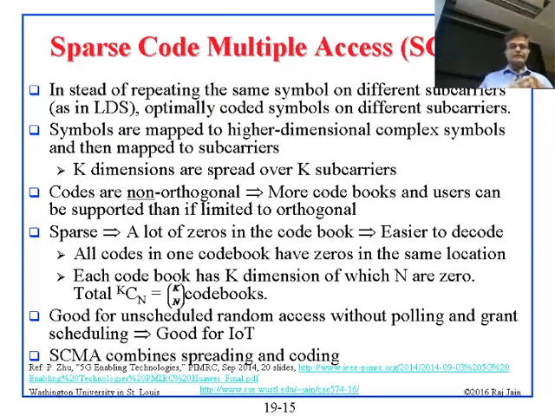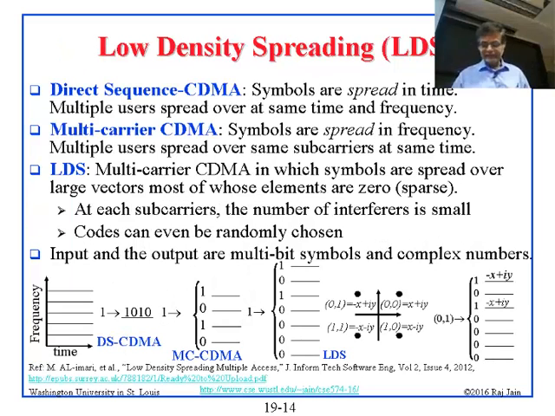SCMA is a variation of LDS. It is sparse code multiple access, and the main difference is that here, if I am going to send x minus iy, x plus iy, let's say this code, I'm going to put that same code on all the subcarriers where there is a 1.